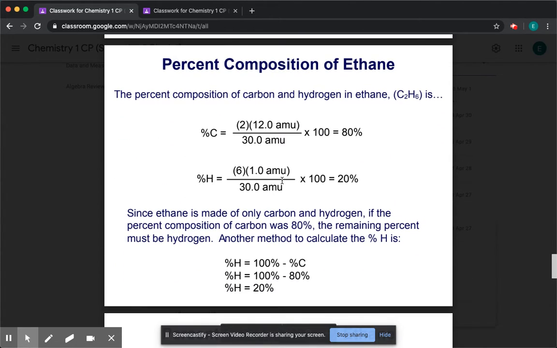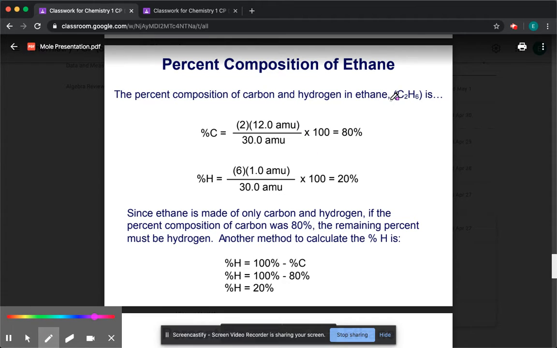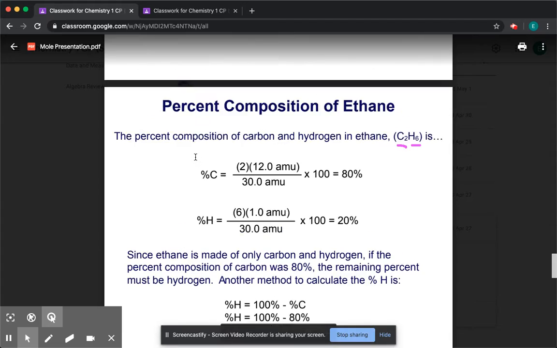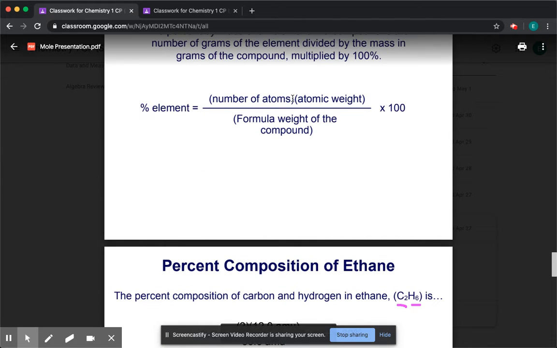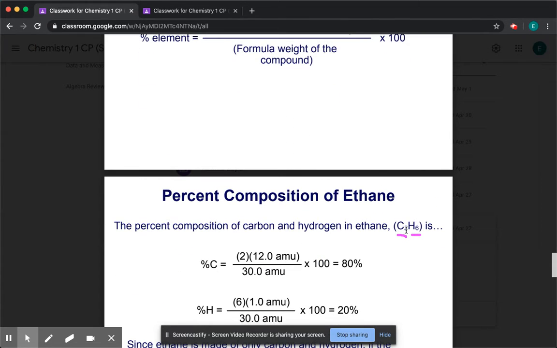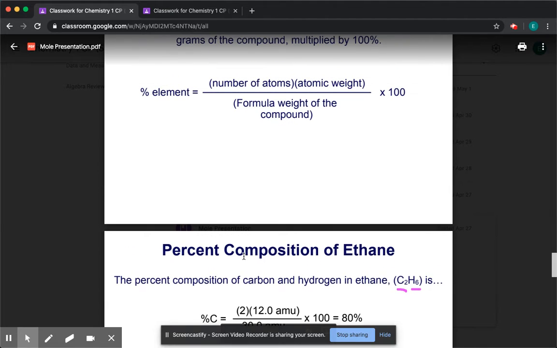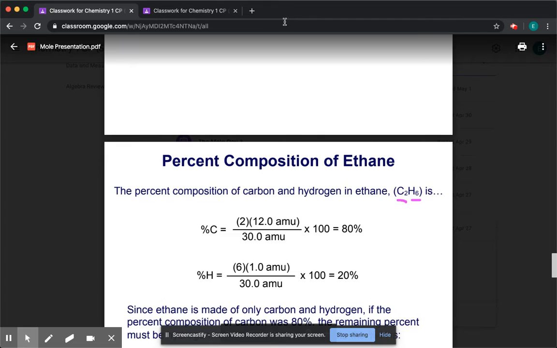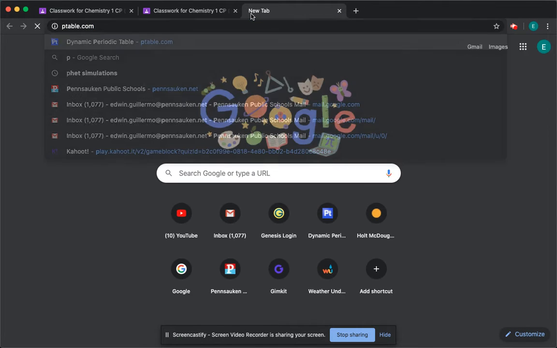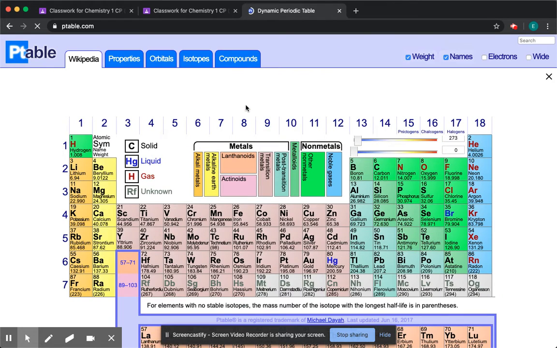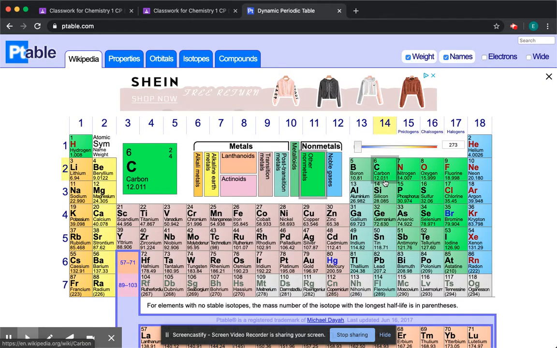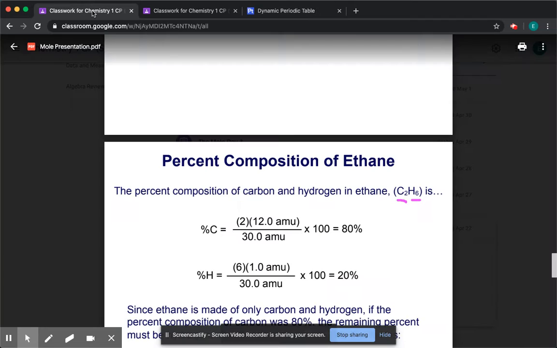So here's an example of ethane. Ethane is a common gas used in combustion. You have two carbons and you have six hydrogens, okay? Let's say we're trying to find the percentage of carbon. First thing you need is how many atoms of carbon do you have? We have two atoms of carbon, so a 2 goes there. What is the atomic mass of carbon? It is 12. If you don't remember that, you can always go to the periodic table and it tells you carbon has an atomic mass of 12.